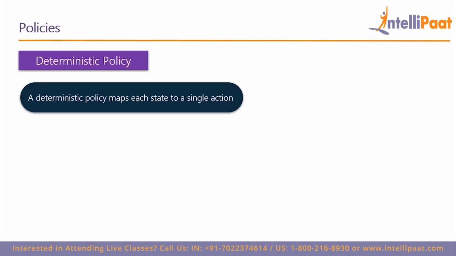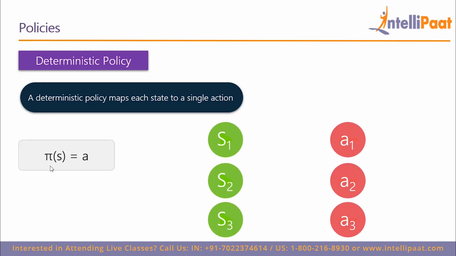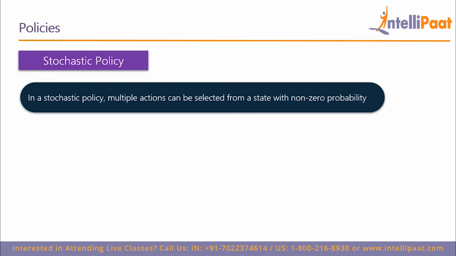A policy that maps each state to a single action is called a deterministic policy. In this example, policy pi selects action a1 in states s1 and s2, and it selects action a2 in state s3. You can notice that the agent can select the same action in multiple states, and some actions might not be selected in any state. In general, we can say that a policy actually assigns probabilities to each action in each state.